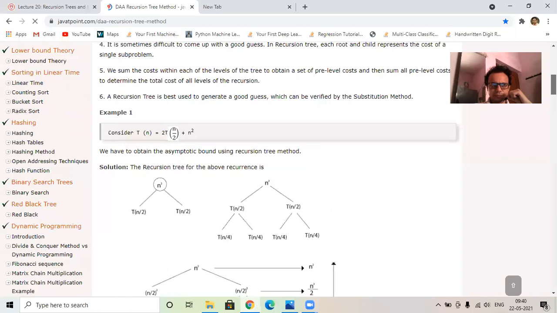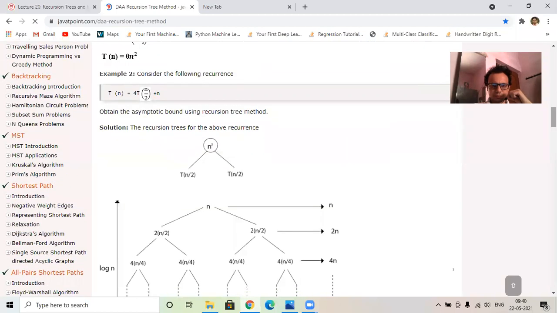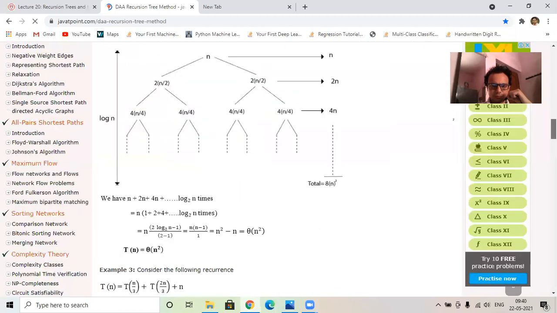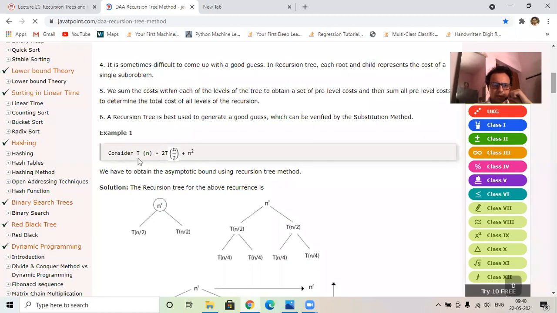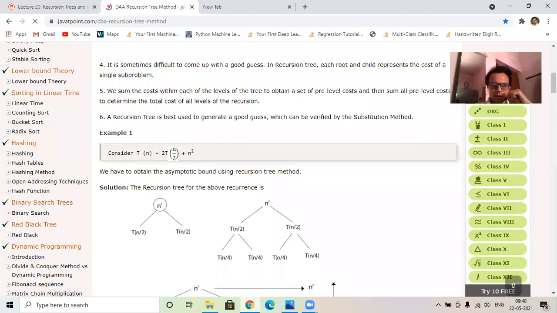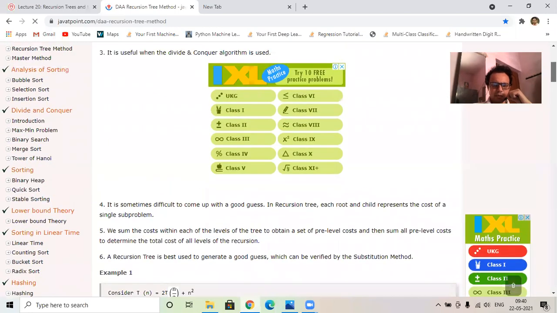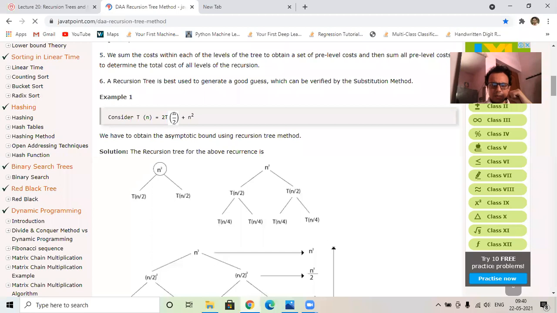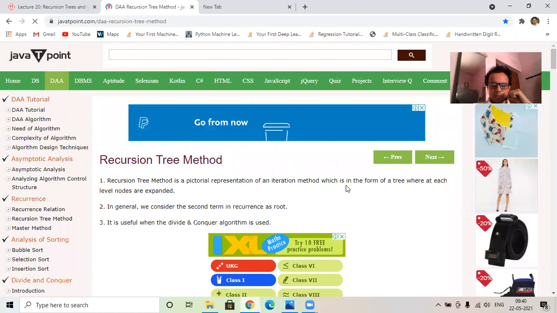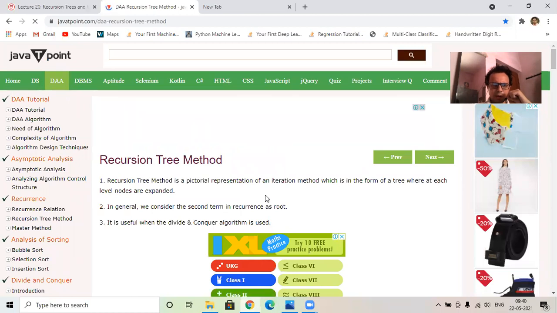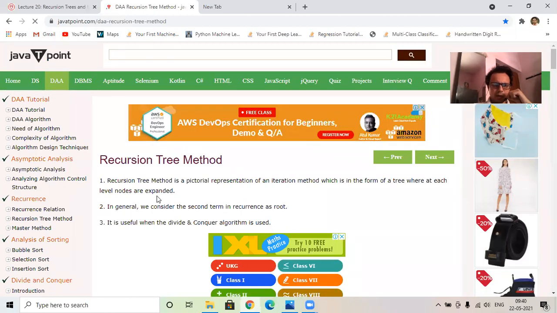See, look here. Suppose this recurrence relation has been given: Tn is equal to 2Tn by 2 plus n square. That has been given to you. So what is the procedure? The recursion tree method is a pictorial representation of an iteration method, which is in the form of a tree where each level's nodes are expanded. In the tree format I will show this relation.